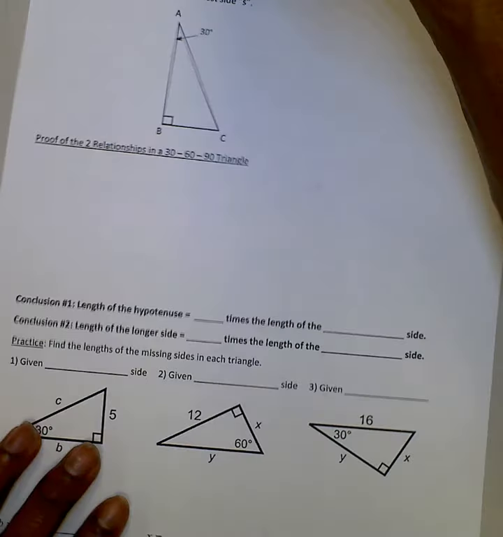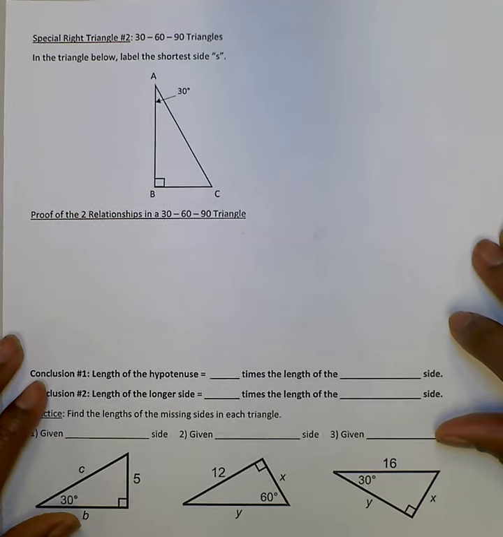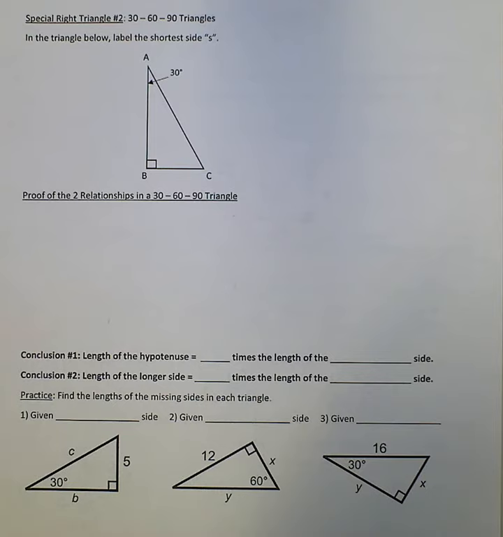All right, flip it over to the back. Look at our 30, 60, 90 triangles. Like I said, we're going to look at two special right triangles, and this is the other special right triangle, our 30, 60, 90 right triangle. Let's follow along with the directions on the sheet and talk through how we come up with the ratios for these sides.